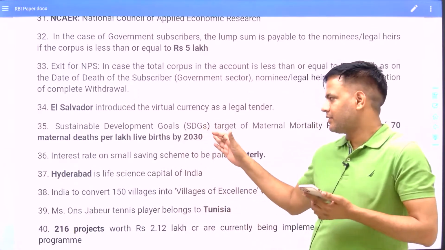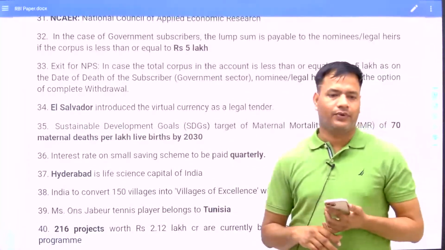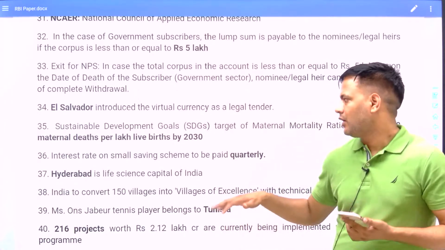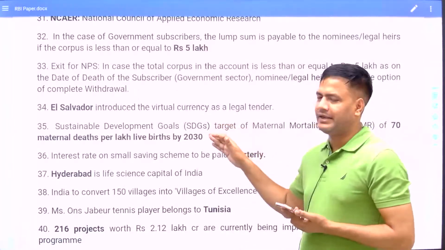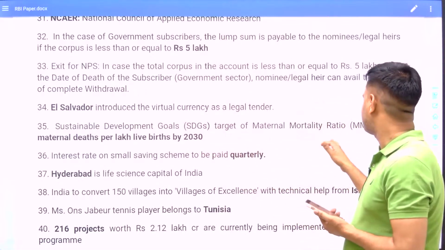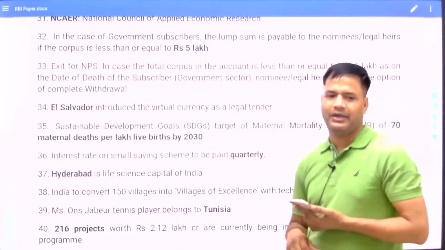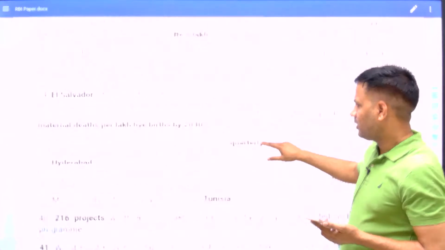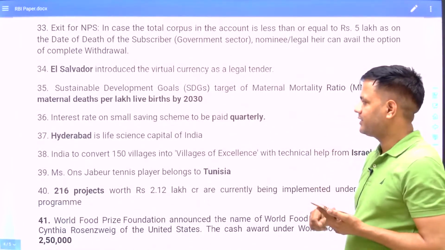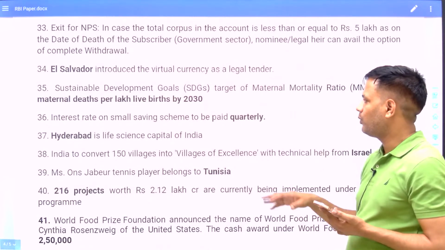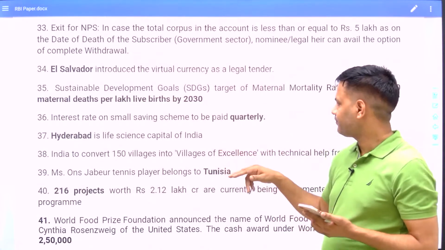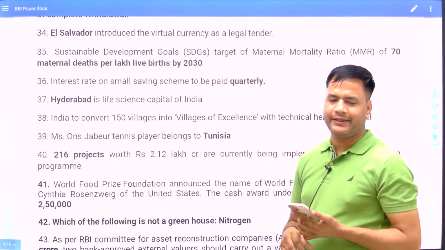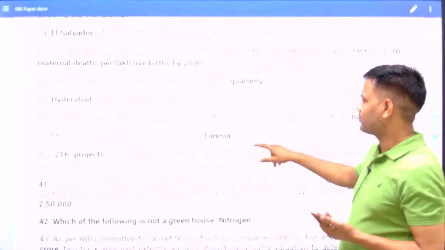Then it was asked what is the target of MMR under the SDG 2030. So MMR under SDG 2030 is 70 maternal deaths per lakh. Interest rate on small savings scheme to be paid quarterly. Which is the life science capital of India? Hyderabad. So these are the easy questions.